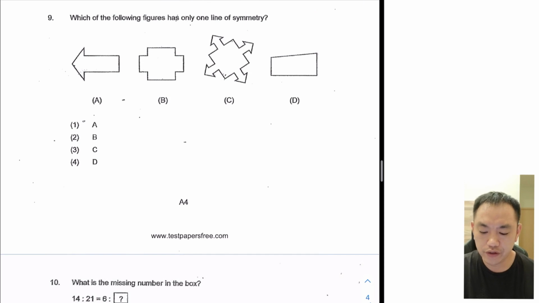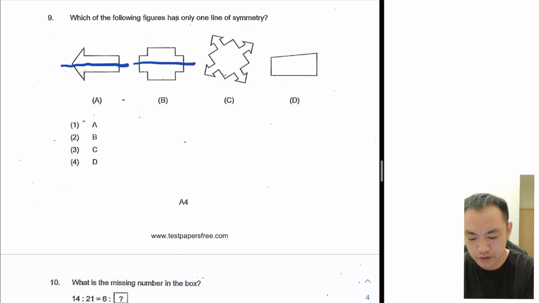Which of the following figures has only one line of symmetry? Remember, line of symmetry means if you draw a line, then either side of the picture will look identical with respect to the line of symmetry. Let's have a look at how many lines of symmetry there are in each figure. For picture A, it has a line of symmetry here. For picture B, there are 2 lines of symmetry. One is here, the other one is here.